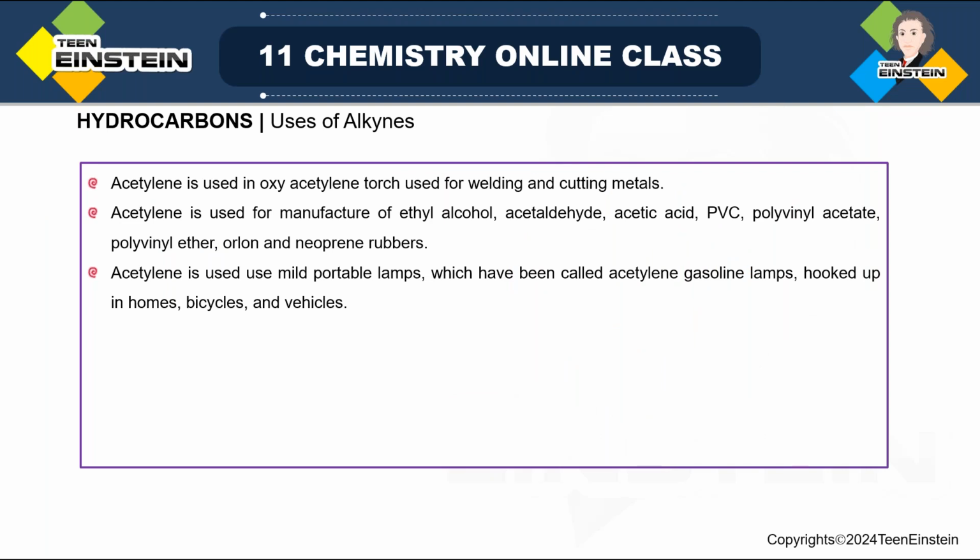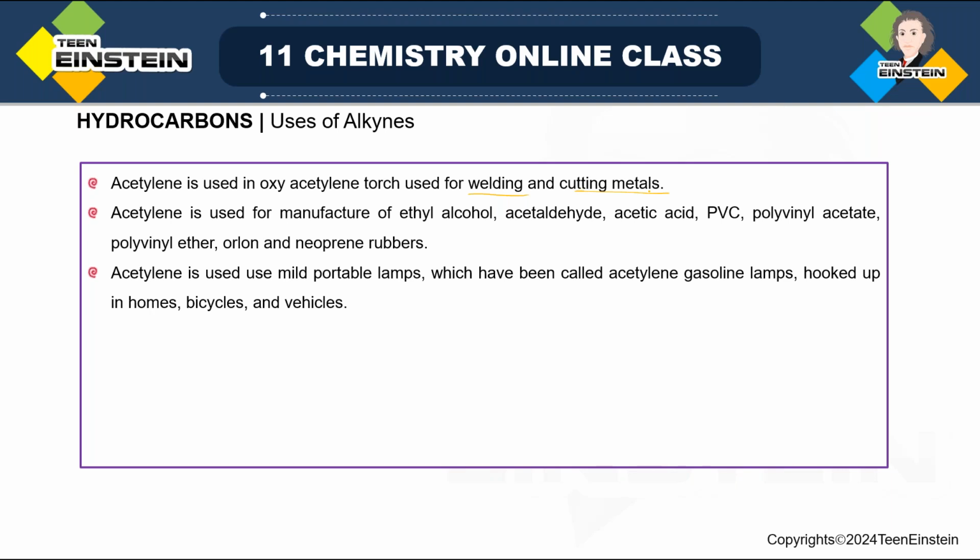Uses of alkynes. Acetylene is used in the oxyacetylene torch, which is used for welding and cutting metals. For welding and cutting metals, high temperatures are required, and in the presence of oxygen and acetylene, the combination of these two can produce very high temperature. So that is the reason.